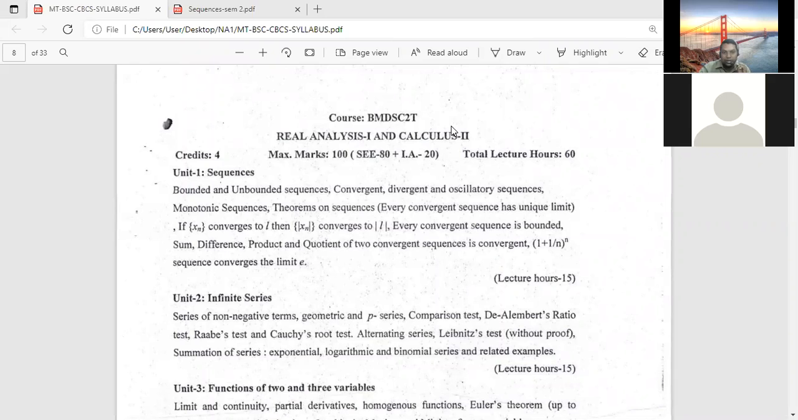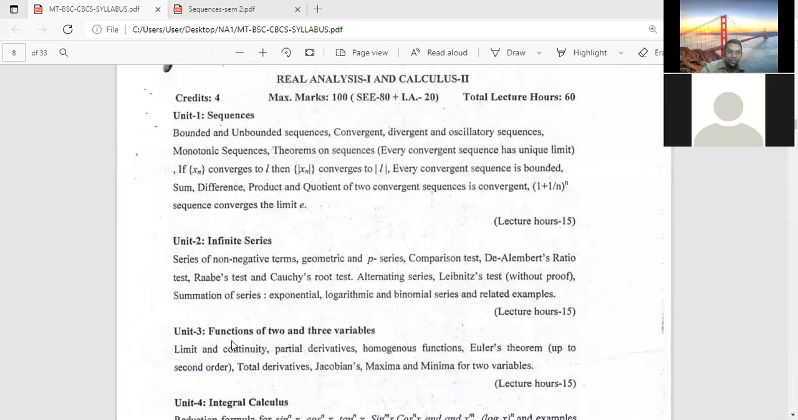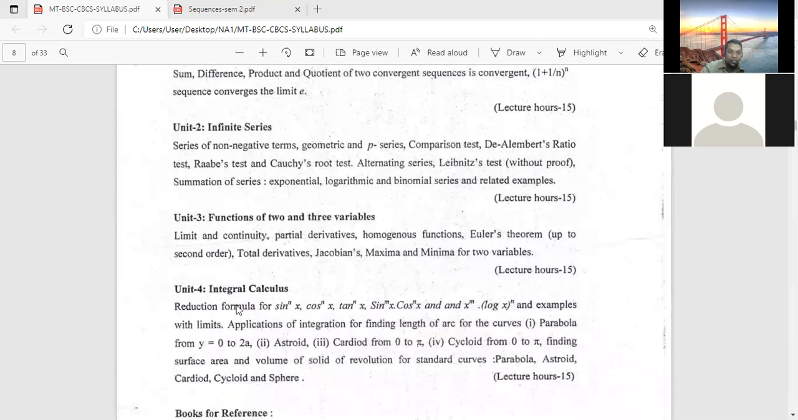Here, the theory paper is Real Analysis: Calculus 2, for the second semester of mathematics. Here there are four chapters. The first one is sequences, the second one is series, the third, unit 3, is functions of two and three variables. The fourth one is integral calculus.